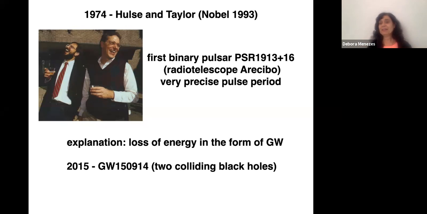But finally, in 2015, so more than 100 years after Einstein proposed the existence of gravitational waves, they were actually detected. And this first detection was due to two colliding black holes. So they collided, they merged, and they emitted gravitational waves. But I'm concerned about neutron stars.